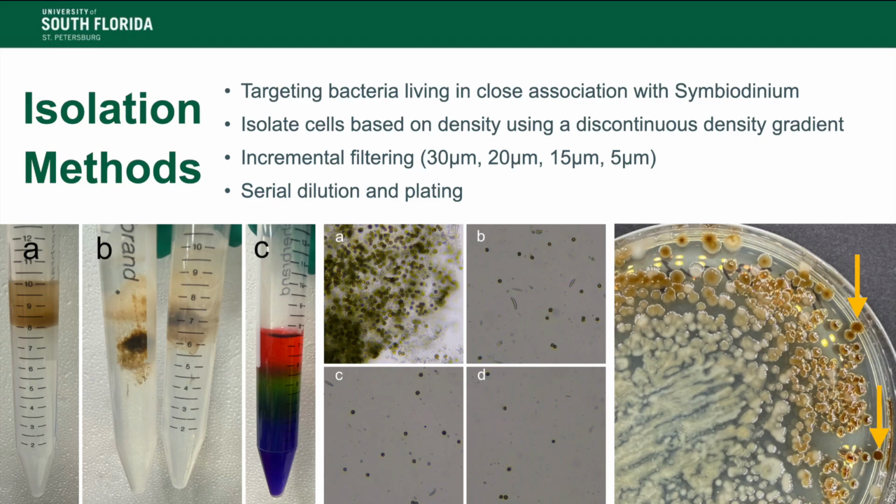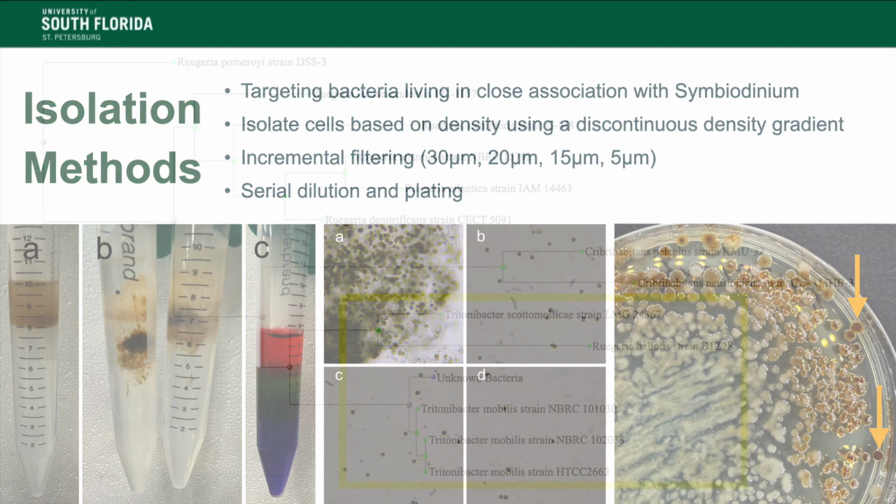Then I collected the Symbiodinium cells, resuspended them in sterile artificial seawater, and I did a serial dilution and plated the Symbiodinium cells. The final image shows the colonies that grew, and there are arrows indicating the morphology of the colonies that were selected for this study. Once I was able to establish a pure culture of this bacteria, I identified it using the 16S gene.